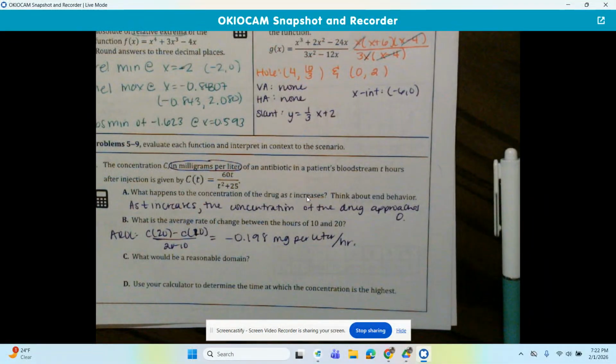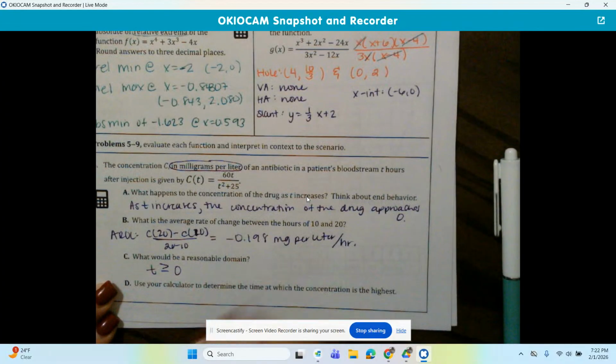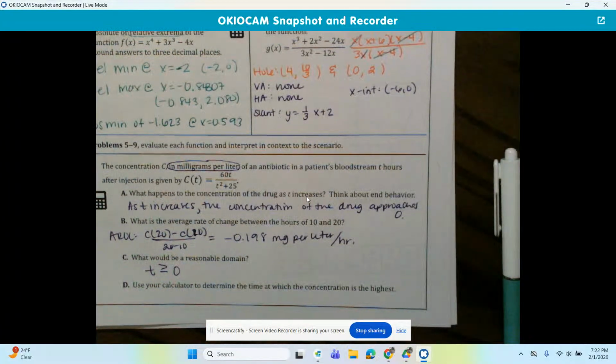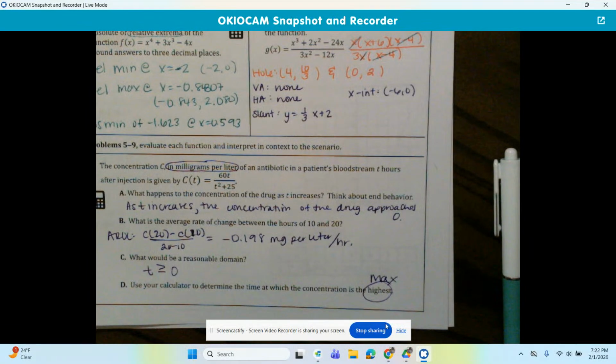All right, what would a reasonable domain be? Obviously, our time here cannot be negative, so we know that t has to be greater than or equal to 0. And then use your calculator to determine the time at which the concentration is the highest. Okay, so highest, we're looking for the max. All of that wording is very imperative for your AP exam as well.